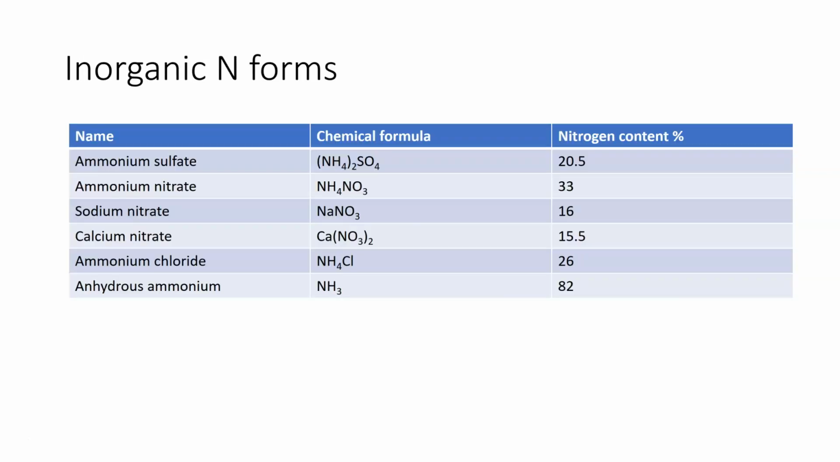Here's a series of forms. You've got ammonium sulfate, you've got ammonium nitrate, sodium nitrate, calcium nitrate, ammonium chloride, anhydrous ammonia. Your nitrogen content varies from 15.5 on the calcium nitrate, which is a kind of a low concentration, all the way up to 82% on the anhydrous. The anhydrous is nothing more than nitrogen in a soluble form. They put the anhydrous down, the ammonia reacts with water to give you ammonium hydroxide.